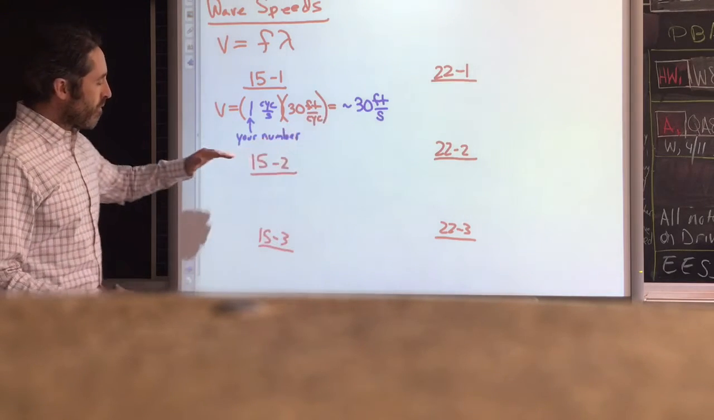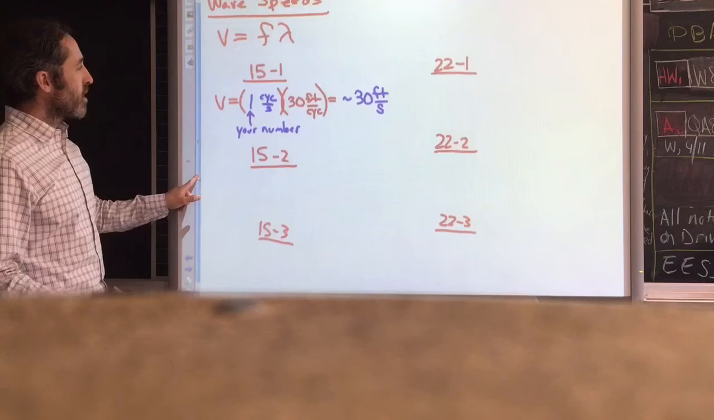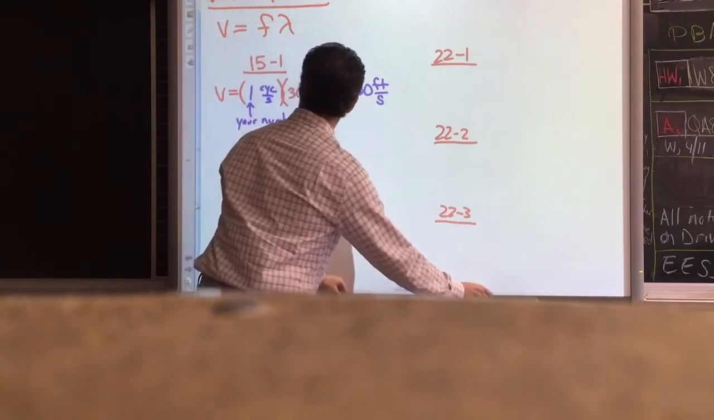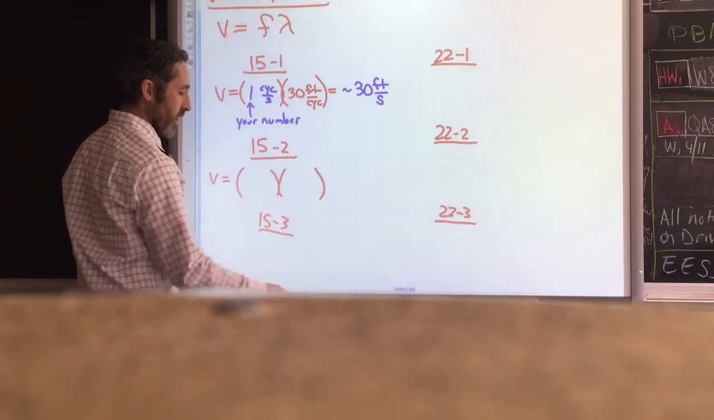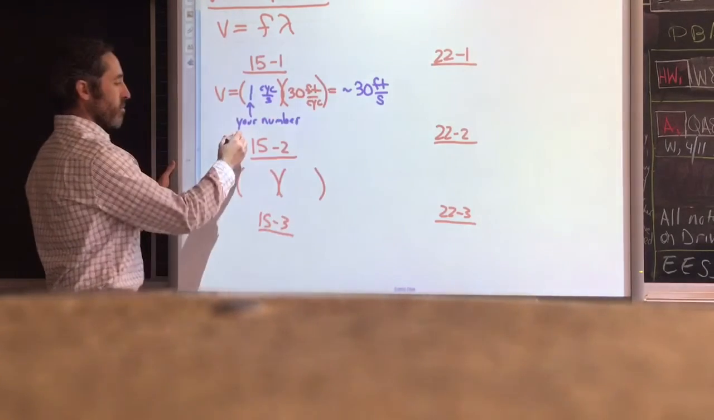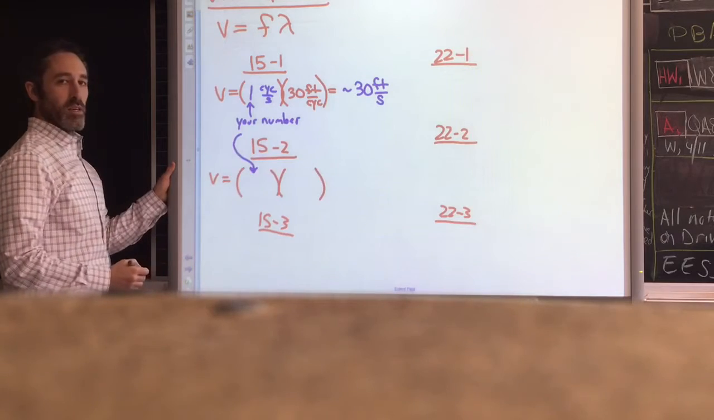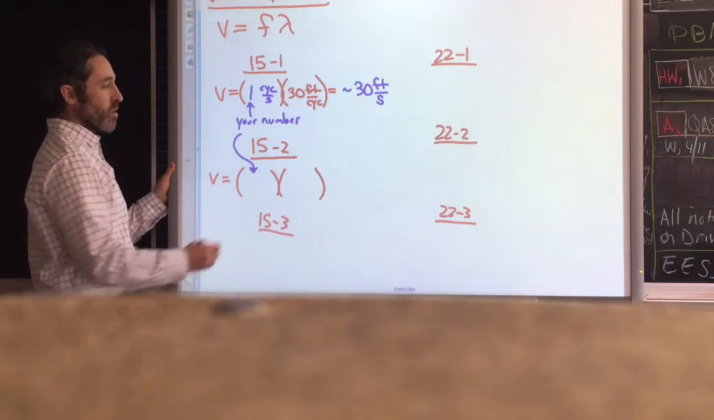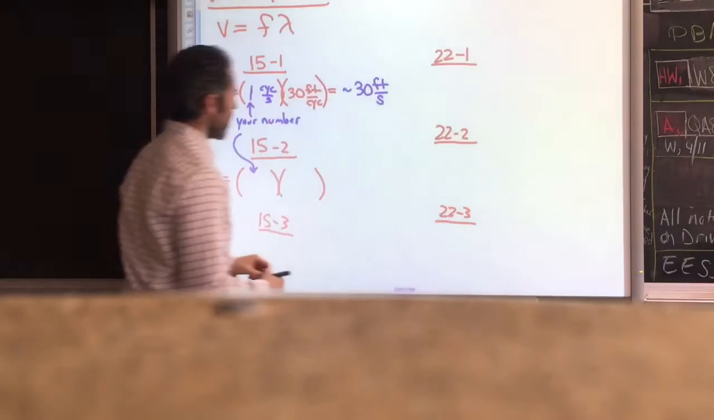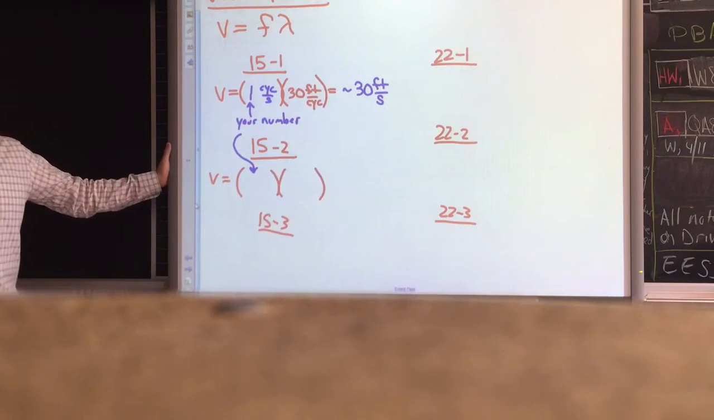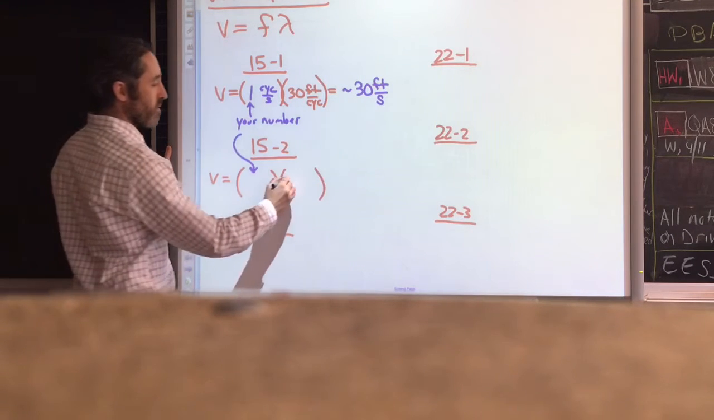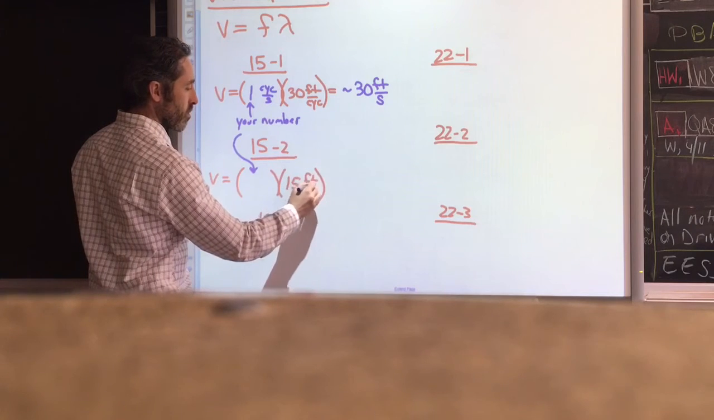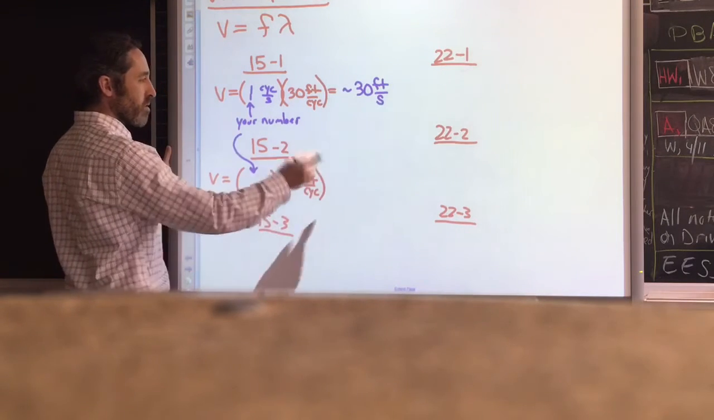For the 15.2, when you plug this in, beware, your number goes into this slot for the frequency, and everyone will have the same wavelength, but the wavelength is not 30. You go and look and see what it is. What is the wavelength for the 15.2? That's right, the wavelength over here was 15 feet per cycle. And you put in your own number and you come up with a speed.